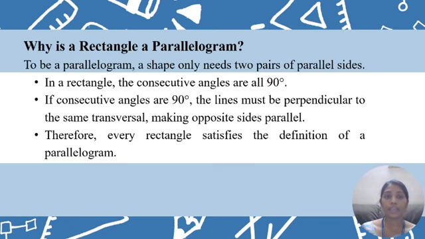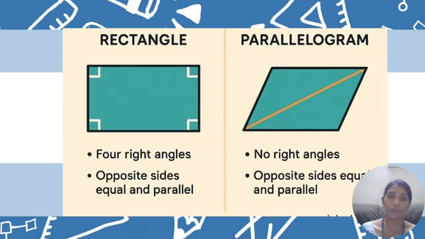Why is a rectangle a parallelogram? To be a parallelogram, a shape only needs two pairs of parallel sides, right? In a rectangle, the consecutive angles are all 90 degrees. So if consecutive angles are 90 degrees, the lines must be perpendicular to the same transversal, making opposite sides parallel. Therefore, every rectangle satisfies the definition of a parallelogram.